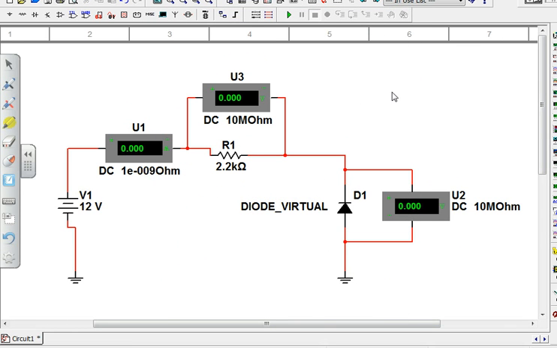Okay, picture right. I have R1 and D1. Okay, let's turn it on. What do we got? And I'm supposed to have 6 volts.